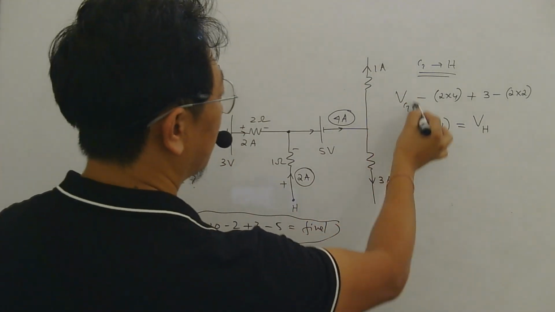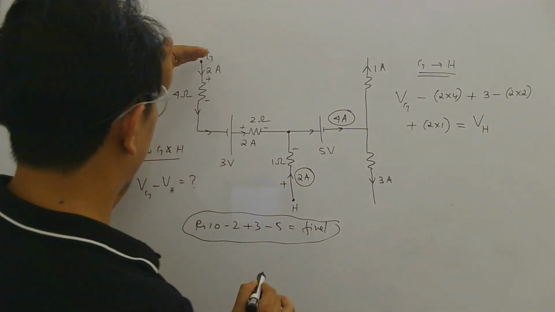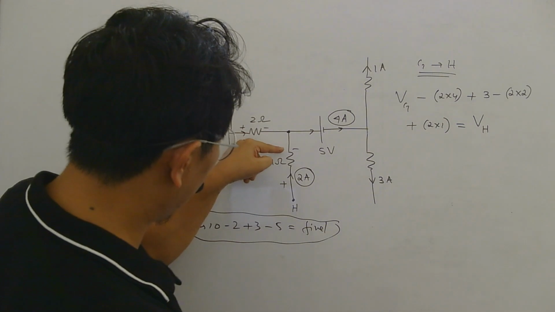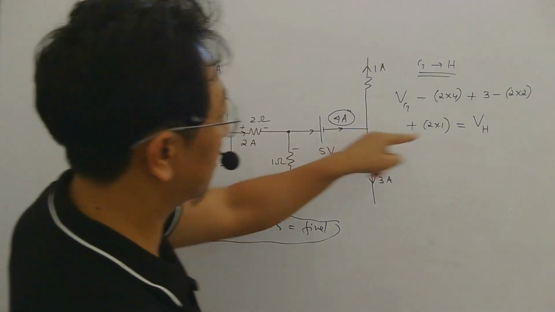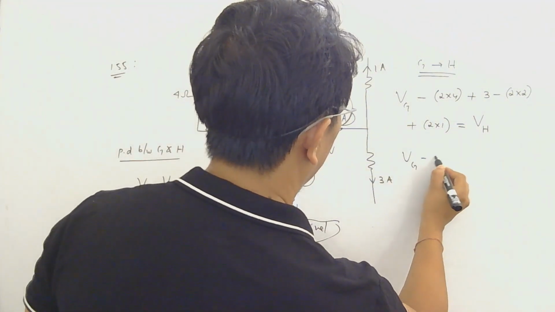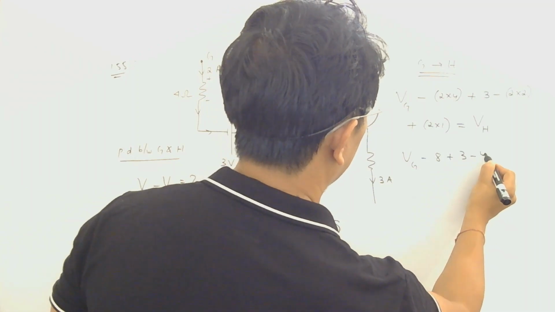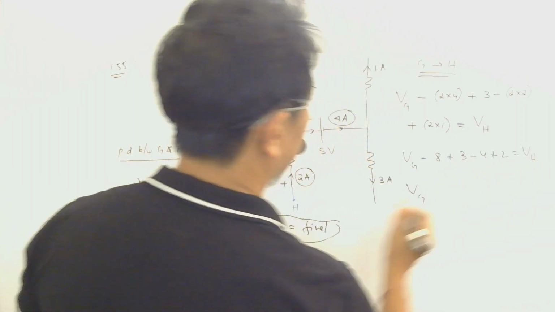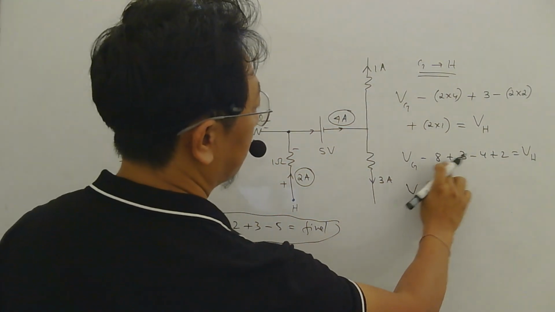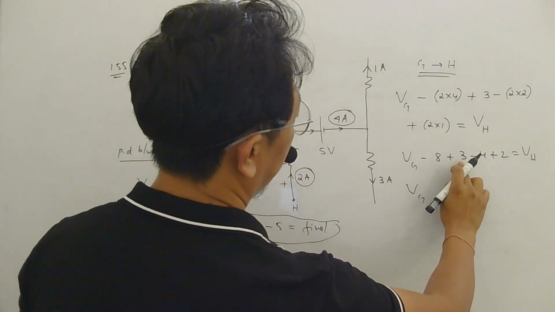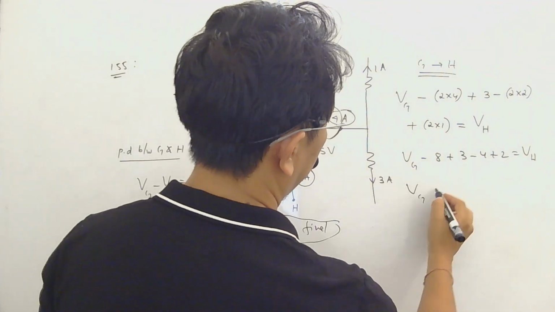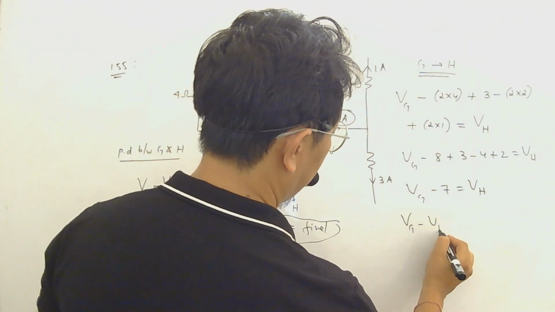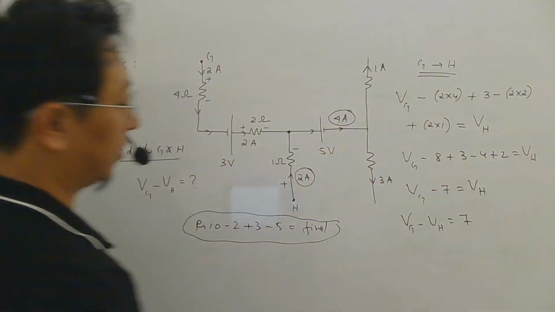So you started with potential at G, then here it was a decrease in voltage, an increase in voltage, again a decrease in voltage, and again an increase because minus to plus. So that will be Vg minus 8 plus 3 minus 4 plus 2 equal to VH. So this will be how much? Minus 8 plus 3 minus 5 minus 5... this 2 will give minus 2, minus 7. So Vg minus Vh will be 7 volt, right?